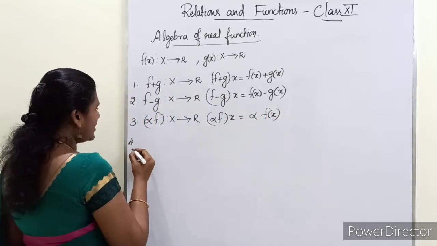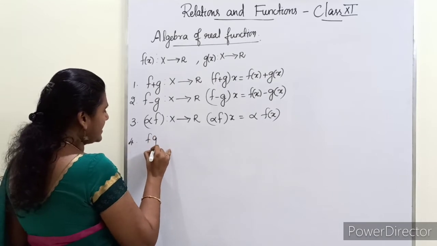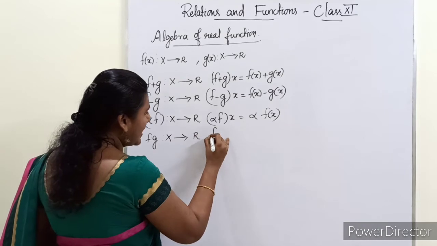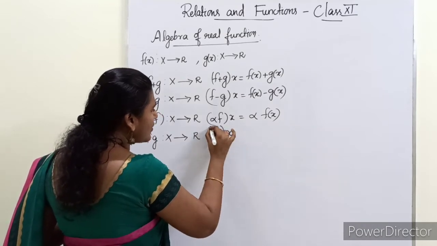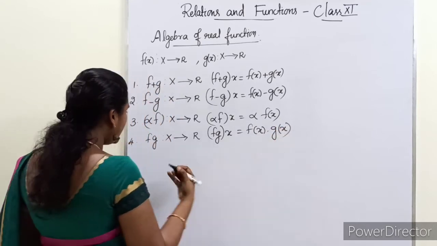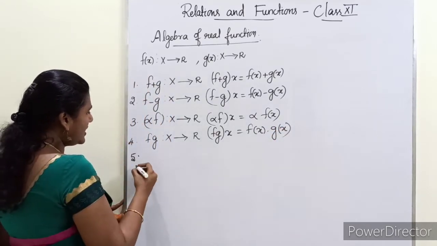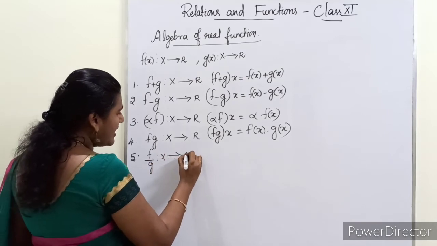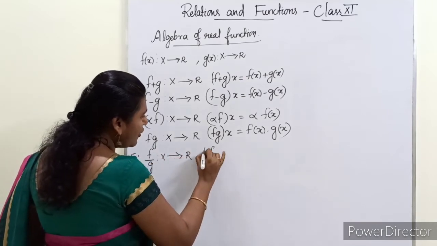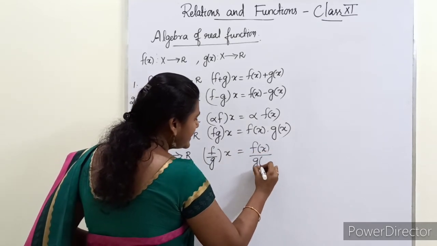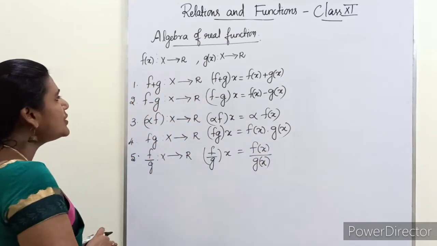Then multiplication, that is fg, the product of two real functions from X to R, defined by (fg)(x) equals f(x) into g(x). Now the fifth one, division, that is f by g from X to R, defined by (f by g)(x) equals f(x) by g(x). Those are the operations on two real functions.